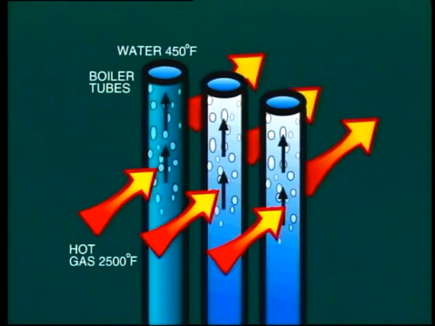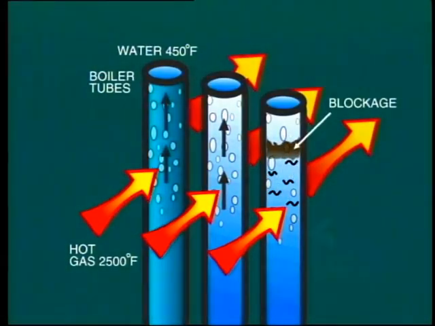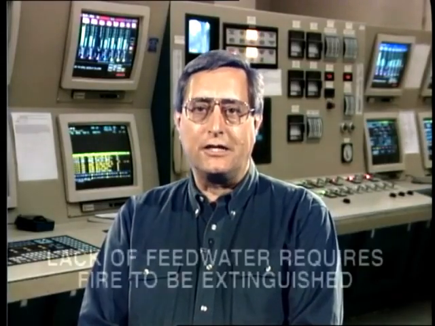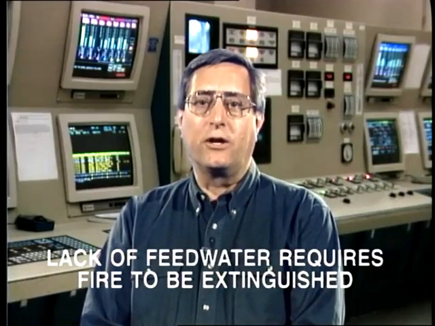If circulation ceases for any reason, for example, a blocked tube, the metal will rapidly overheat and fracture within minutes. If at any time during operation the boiler suffers from lack of feed water and consequent loss of circulation, the fire must be extinguished immediately in order to protect the boiler tubes from damage. As we'll see later, all of this is arranged automatically as part of the boiler protection system.